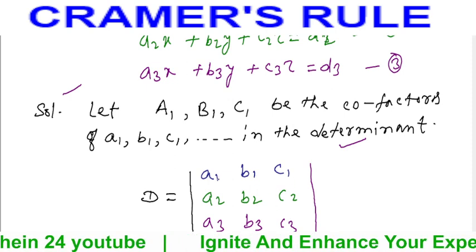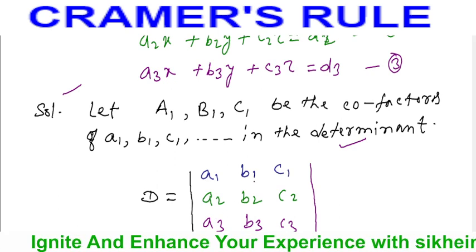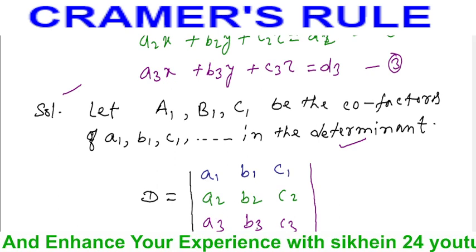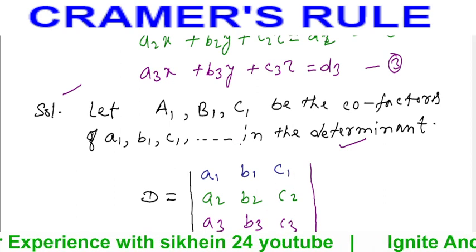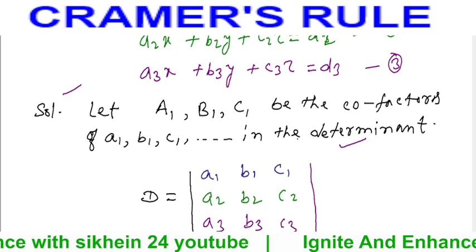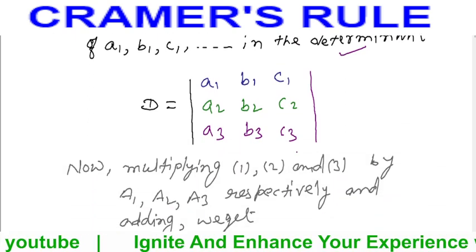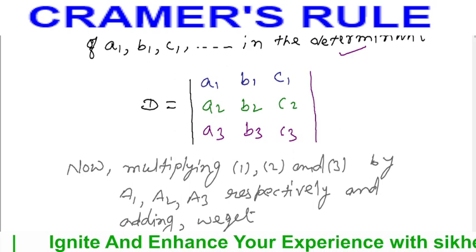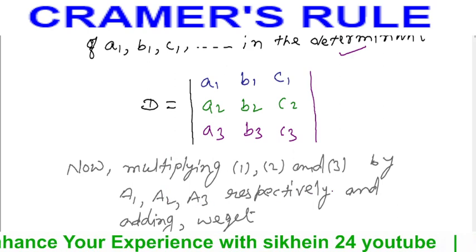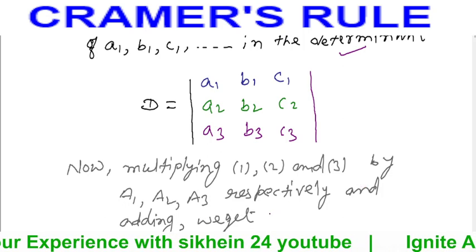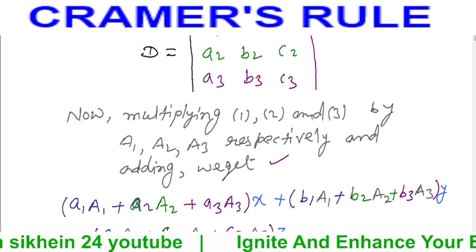Here a1, a2, a3 is the coefficient of x, b1, b2, b3 is the coefficient of y, and c1, c2, c3 is the coefficient of z. You know very well. Now multiplying equations 1, 2 and 3 by capital A1, capital A2, capital A3 respectively, and adding them, what do we get? Let's see now on your screen.